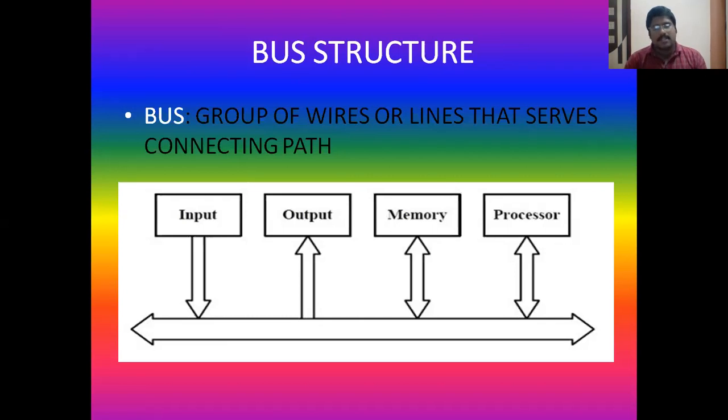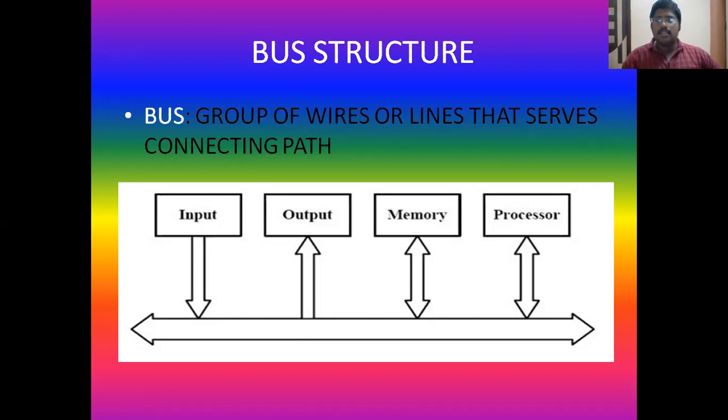place to another place. Okay, so based on that, we have different types of buses: address bus, data bus, control bus. Address bus means it will transmit the address. Data bus means it will send some information from one place to another place. It will be referred to as the data bus. Control bus means by using that particular bus, we control the operations performed by our CPU. That means we control the speed of the operation. So it will be referred to as a control bus.